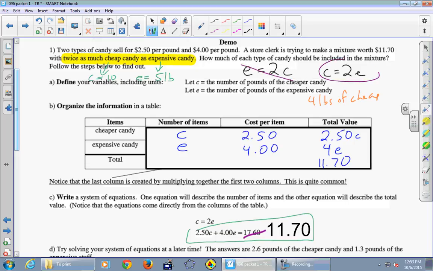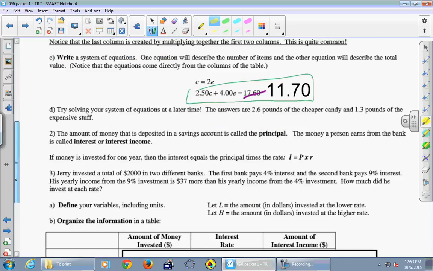Get rid of that. Circle that. And that C equals 2E is right down there. And now the system of equations is set up. And in fact, I'm not going to spend our time solving it. You can solve the system later. But the heart of this new lesson is just setting things up. So I'll tell you the answers are down here if you want to try checking it later on. 2.6 pounds of the cheaper and 1.3 of the expensive. But we're moving on right now. Any questions on that?